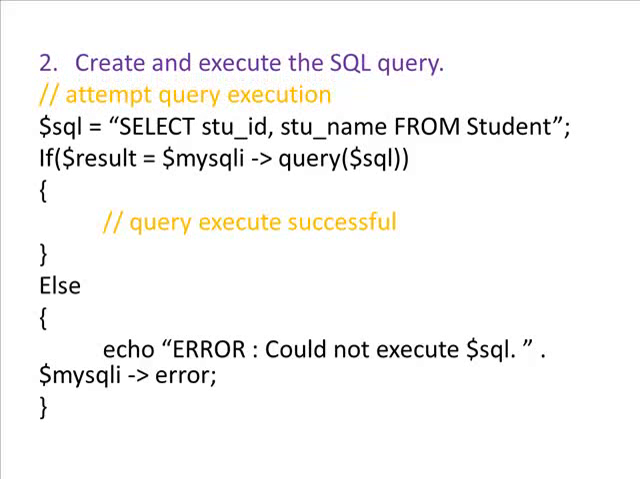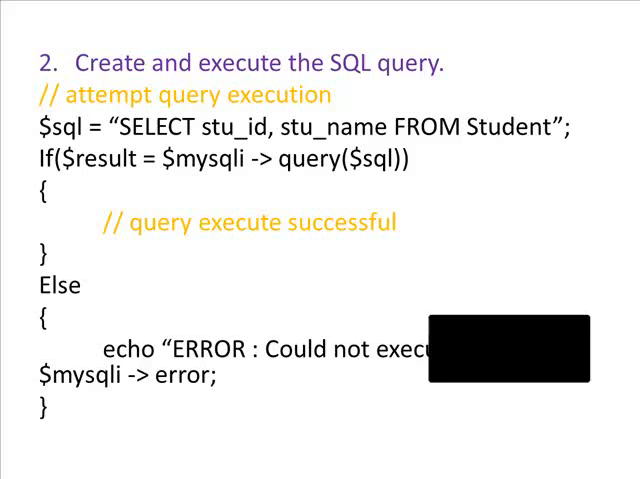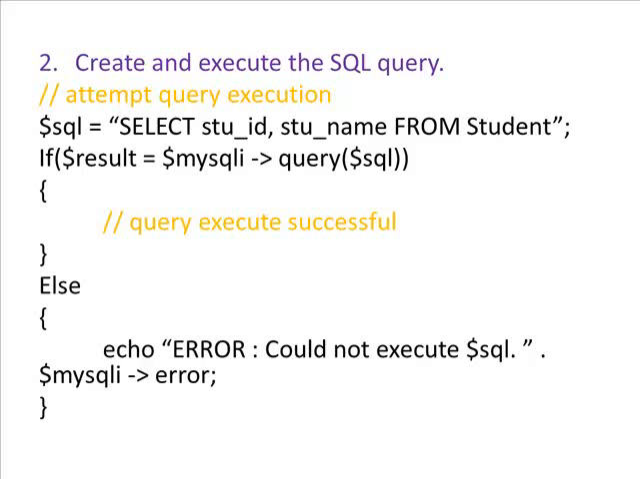The next step is to execute the SQL query. This is accomplished by calling the MySQLi object's query method and passing it the query to be executed. If the query was unsuccessful, the method returns boolean false. An error message explaining the cause of failure is stored in the MySQLi object's error property.